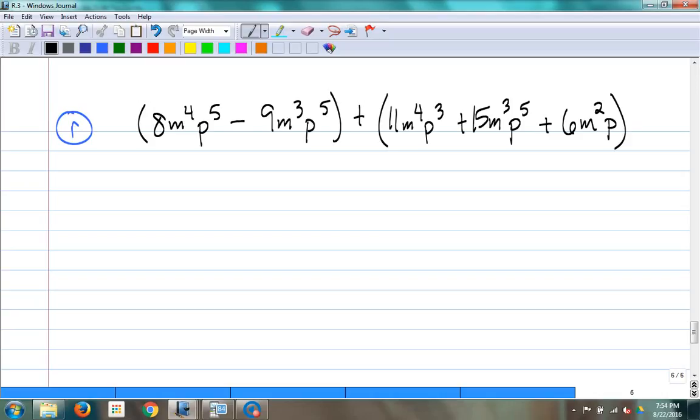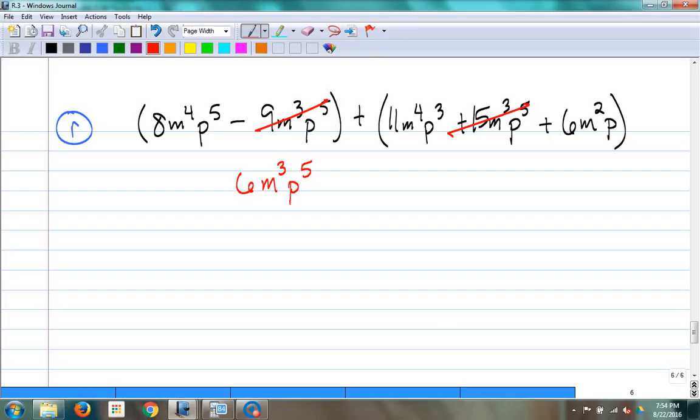Okay, yeah, those two match up together because they have the same variables and the same exponent on those variables. So that makes them like terms. So we can put those two together. So negative 9 plus 15 would be six m to the third p to the fifth. So that takes care of those pieces. So I'm just going to splash those out. Is there anything else that goes together as like terms?